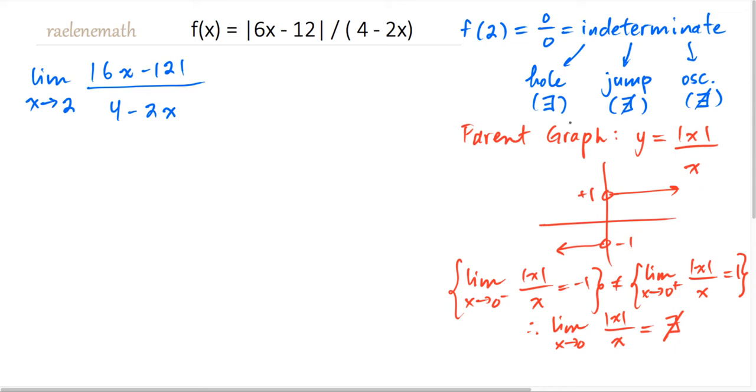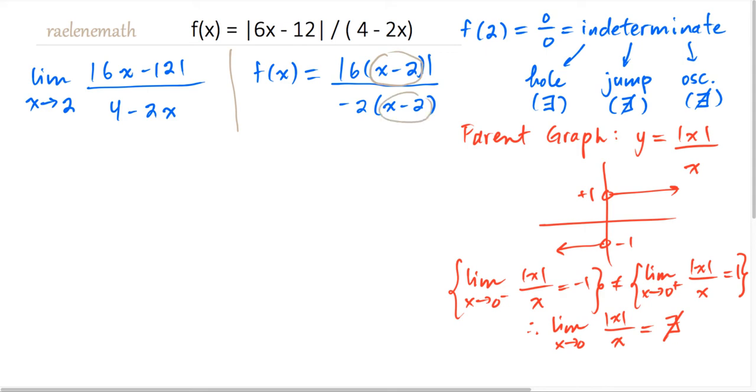So how can we use this parent graph to come up with this new f of x graph? Well, we take the f of x function and put it into transformational form, which we find by factoring. So we can factor 6 out of the numerator inside the absolute value, and we can factor a negative 2 out of the denominator. And we see a common factor of x minus 2. The root of that common factor is the value that x would equal to make the factor equal to 0. So if we solve x minus 2 equal to 0, we get the root of the common factor, x equal to 2.